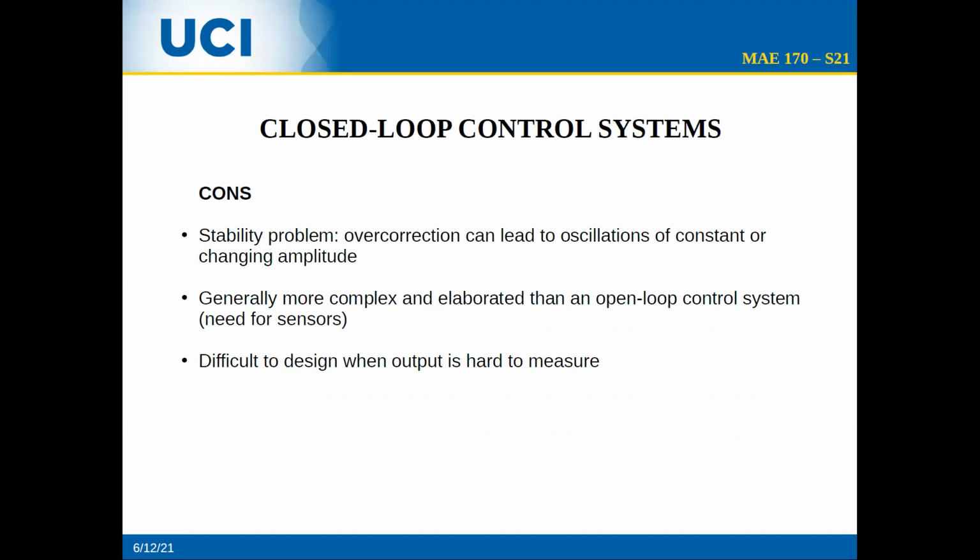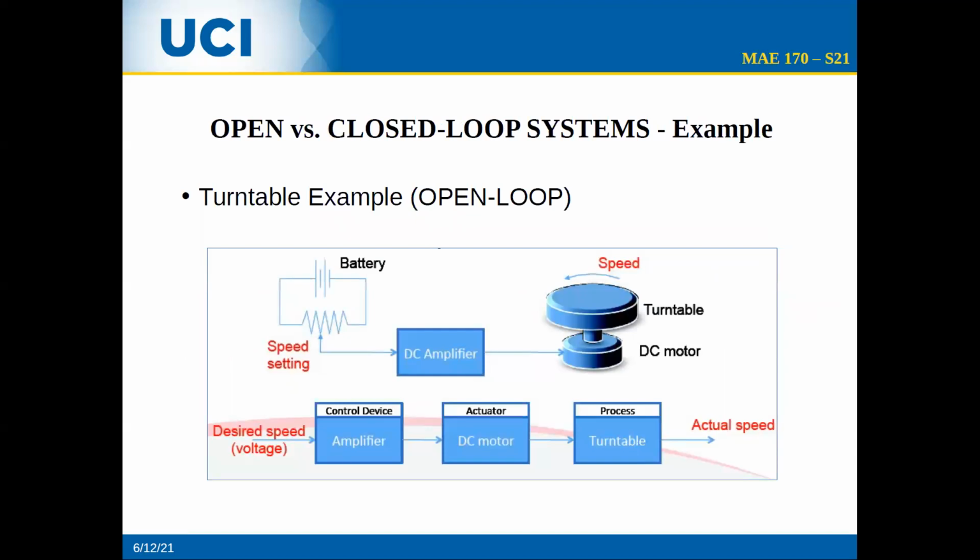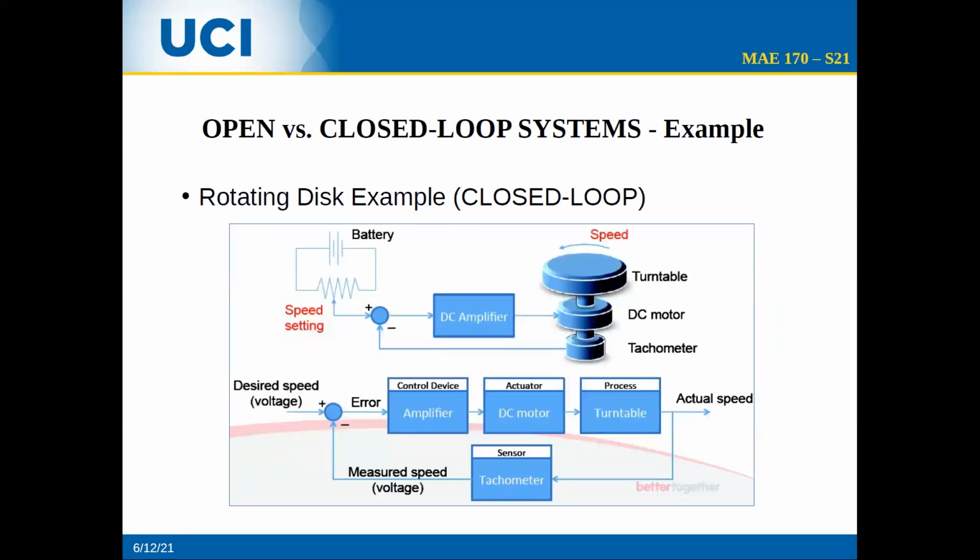And generally, closed loop control systems are more complex and elaborate than the corresponding open loop ones. And they might be quite difficult to design when the output is hard to measure. Here's another example, the turntable, open loop or closed loop control. I'll leave it to you to take a look.